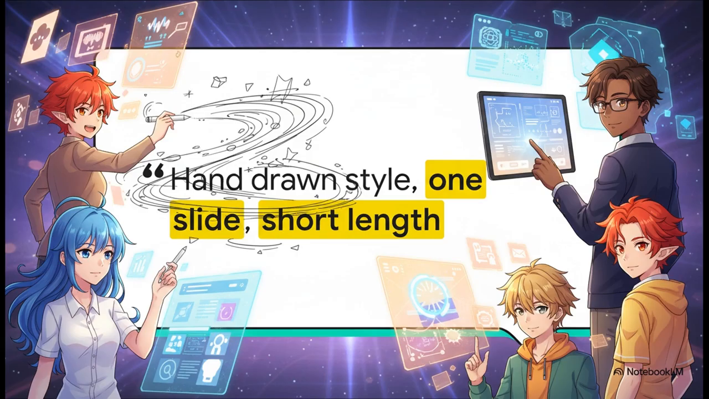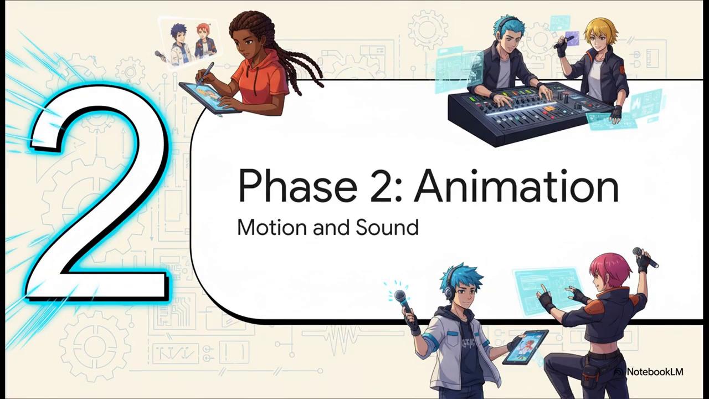Hand-drawn style obviously sets the whole look and feel. One slide tells it, hey, combine everything into a single cohesive picture. And short length is key. It asks for a summary, not a novel. This is how you get that clean, focused visual that works so well. Awesome. We've got our blueprint, script, and our main visual. The foundation is poured. Now let's move on to phase 2, where things start to get really dynamic.